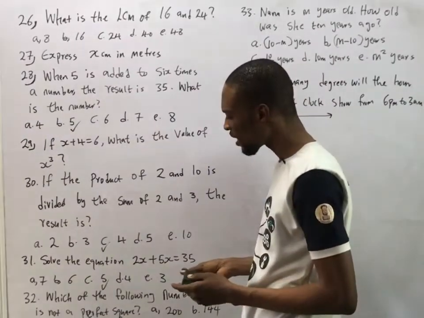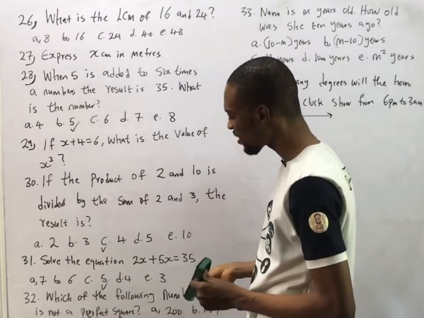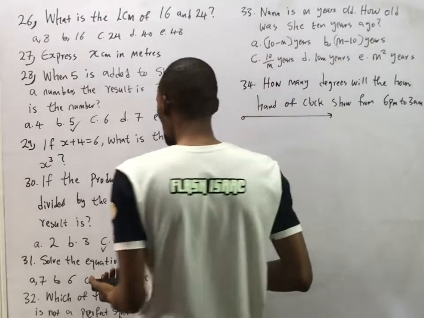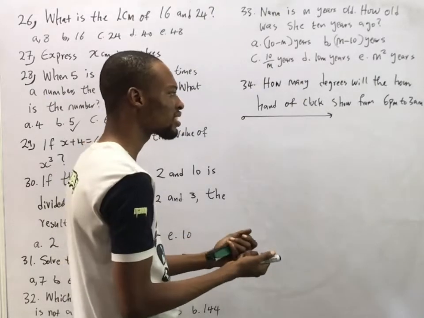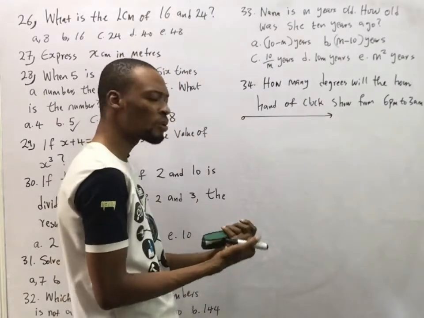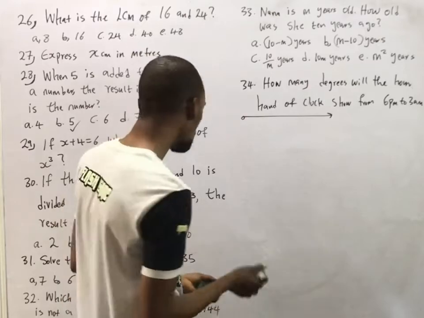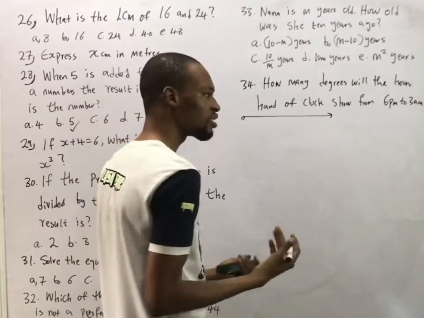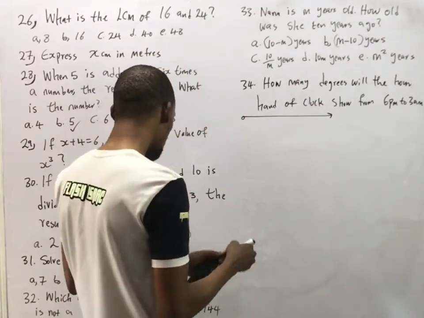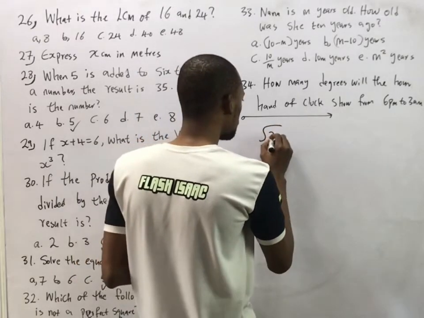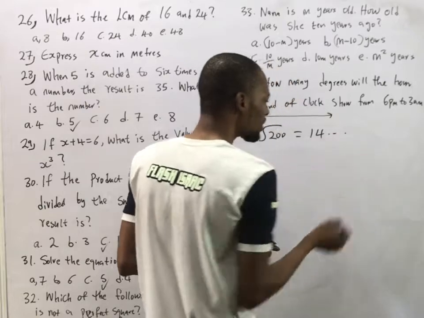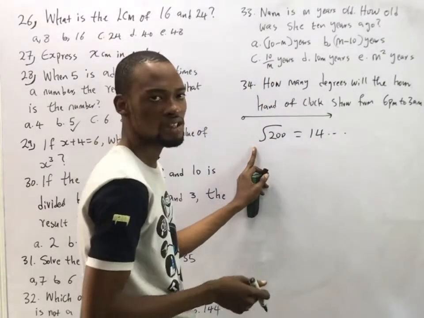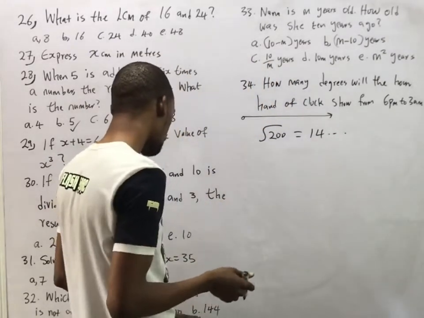Which of the following numbers is not a perfect square? So the simple way to answer this question is looking for the square root of the numbers. Anyone that gives you a whole number is a perfect square. So the one that doesn't give you a whole number is not a perfect square. So looking for the square root of 200 will not give you a whole number. It should give you 14 point something something. So this is not a perfect square.